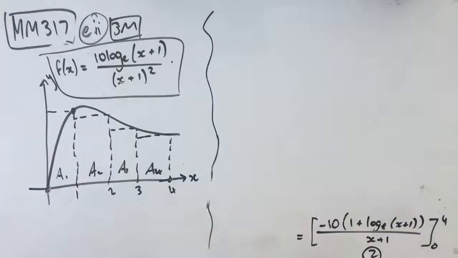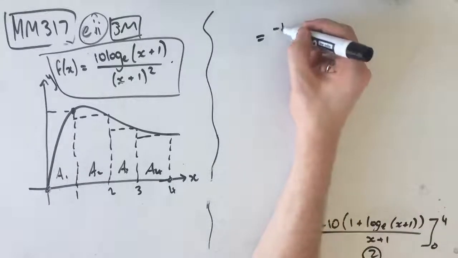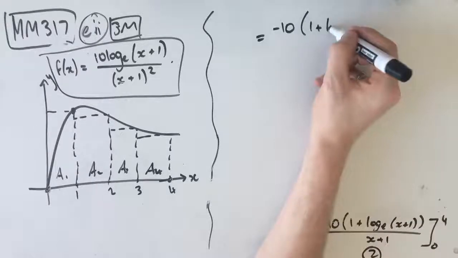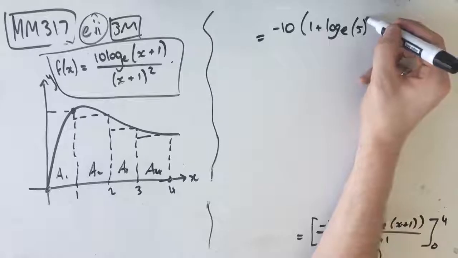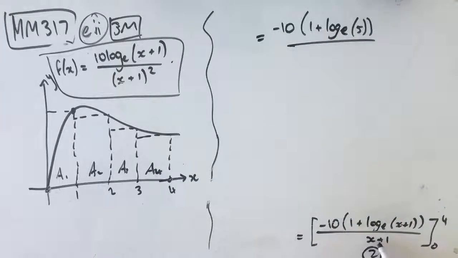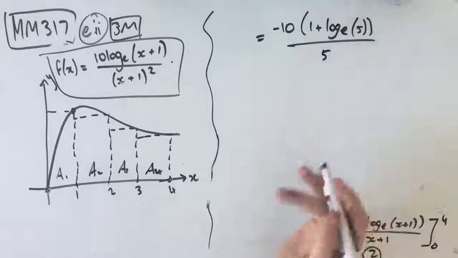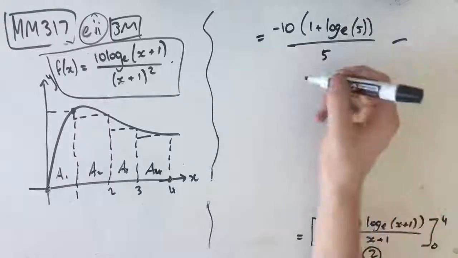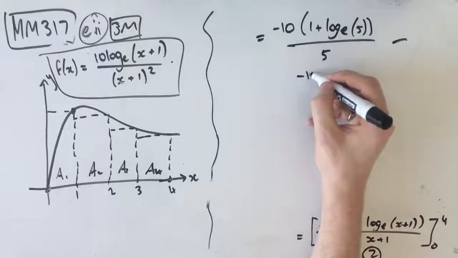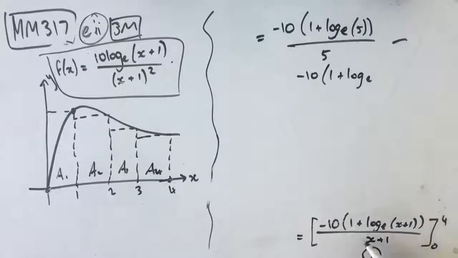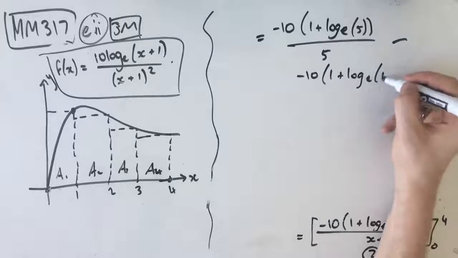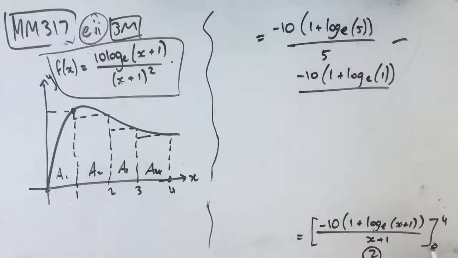So now again, we just have to evaluate this. What we end up getting is negative 10 outside of 1 plus log e of 4 plus 1, which is 5, all over x plus 1, so 4 plus 1, which is 5, and then we're going to minus negative 10 outside of 1 plus log e of 0 plus 1, which is just 1, all over 0 plus 1, which is 1.